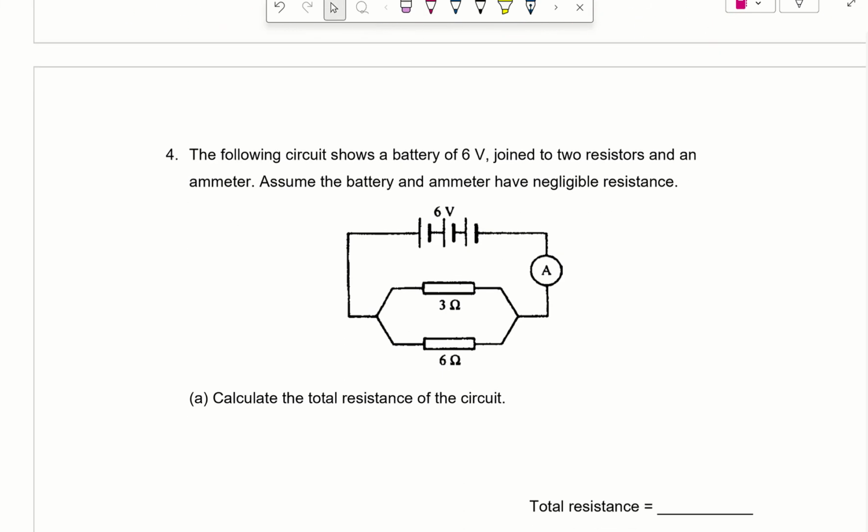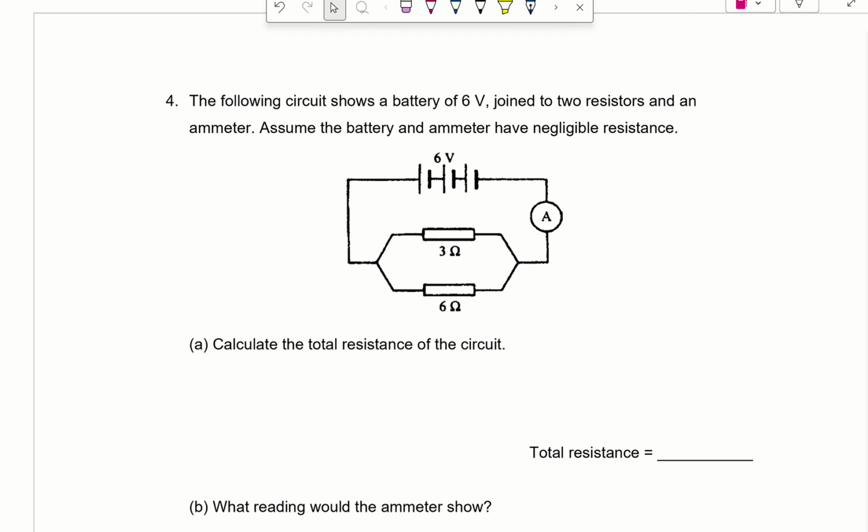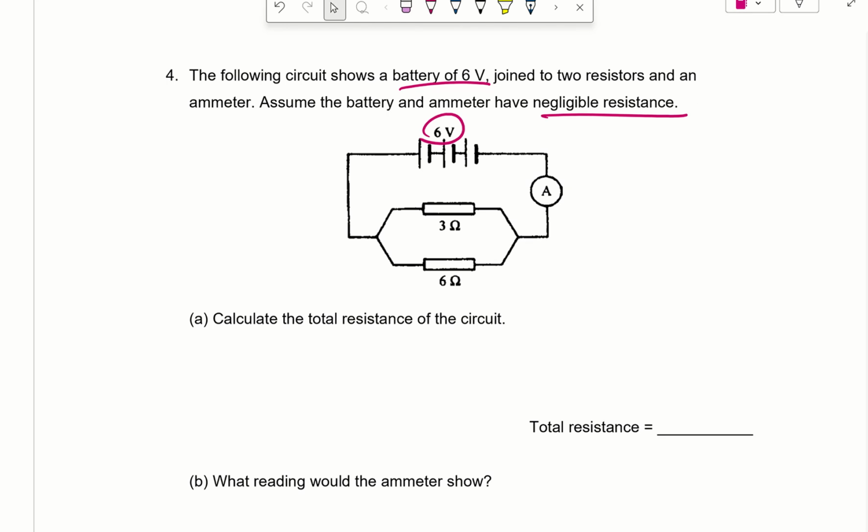Okay. Now question 4: the following circuit shows a battery of 6 volts, which is here, joined to two resistors and an ammeter, assuming that the battery and ammeter have negligible resistance. That means we don't need to consider their resistance. Calculate the total resistance. Now, how are the resistors connected? They are connected in parallel, because when current comes out and reaches this part, it has to go to two paths. There is a split before they join back. So they are connected in parallel.